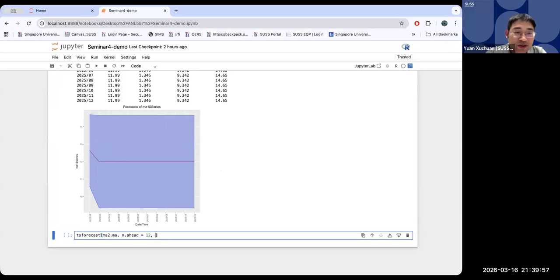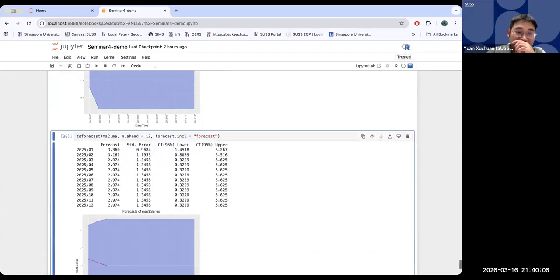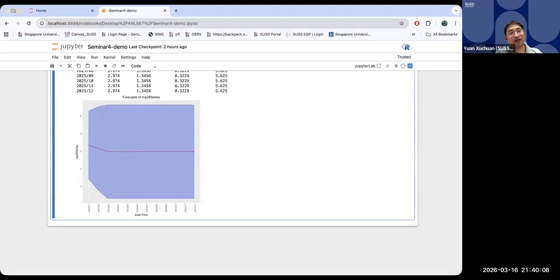So 12 periods, let's just plot the forecasted value. Yeah, so this is what we will have.